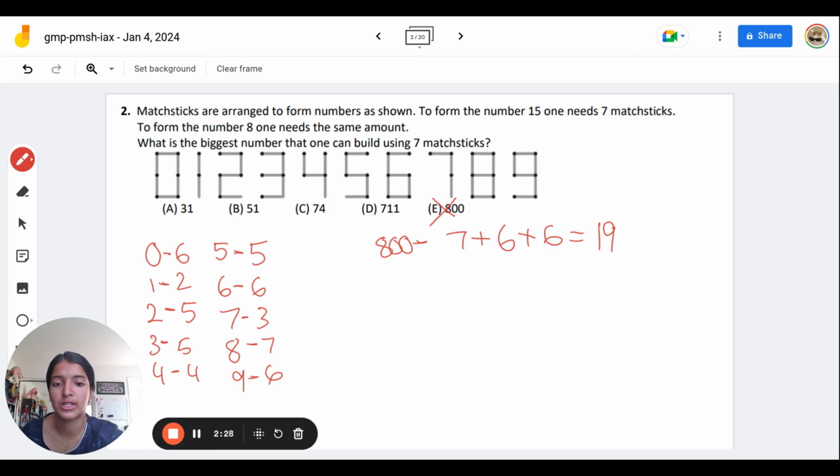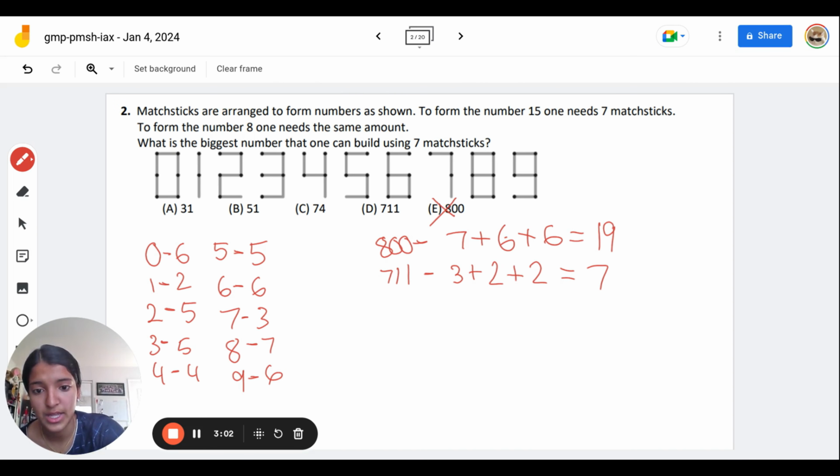So let's go to 711. For this one, number 7 uses 3 matchsticks, 1 uses 2 matchsticks, and 1 uses 2 matchsticks. So for this one, we can see that 3 plus 2, which is 5, plus 2 is 7 matchsticks. And since we're going from the highest to smallest, 711 would be the biggest number that would use only 7 matchsticks. So the answer for number 2 is D.